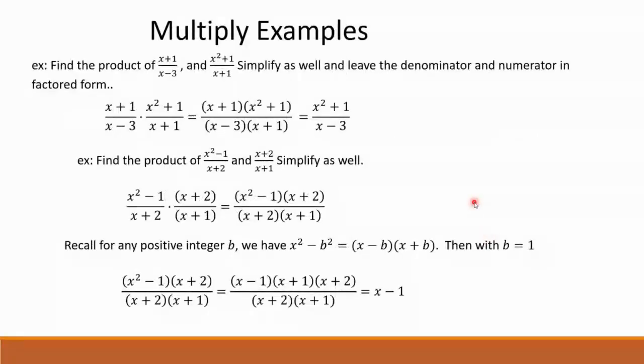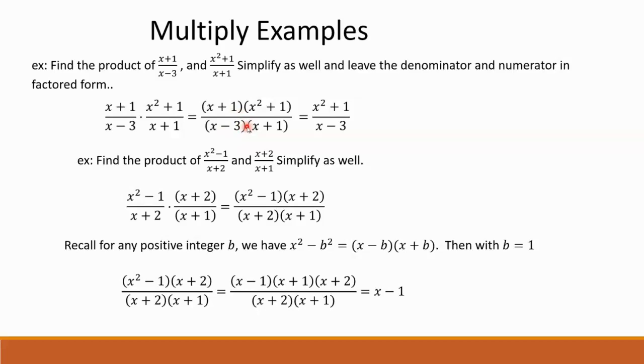So here are some other examples. For instance, let's assume we have x plus 1 and x over x minus 3. And we also have this here, x squared plus 1 over x plus 1. Let's actually multiply these together. So if we multiply these, what we're going to do is just do this. That's all. You're just multiplying the numerators together and the denominators together.